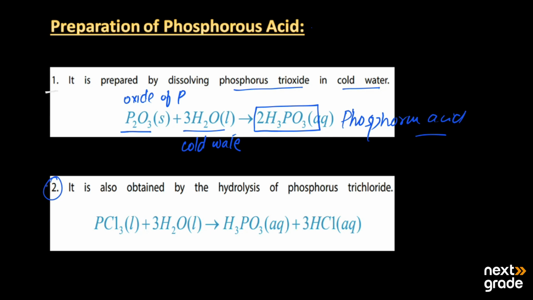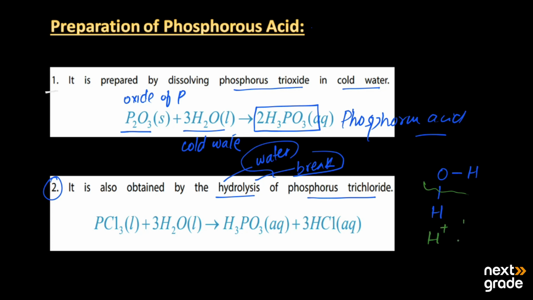The second method for the preparation of phosphorus acid is that it can be obtained by the hydrolysis of phosphorus trichloride. The word hydro is taken from water, and lysis means simple breakage. So the breakage of any compound in the presence of water is known as hydrolysis, or the breaking of the water molecule. Water contains two hydrogen atoms and one oxygen atom, and here it breaks and produces two types of ions, the positive hydrogen ion and the hydroxyl ion. This is a simple lysis, or breakage of the bond between these two ions.